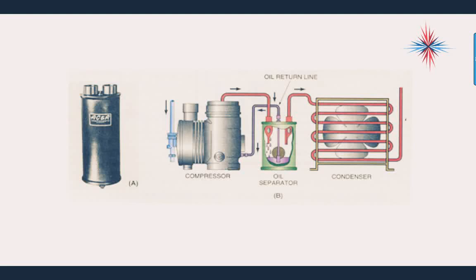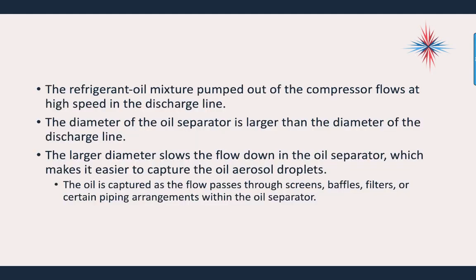Okay, we have our discharge line coming out of our compressor. We have our discharge line continuing onto our condenser. Between them, we place an oil separator. We also have an oil return line that brings the oil back to the compressor.